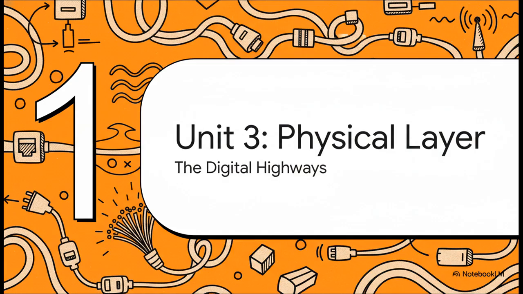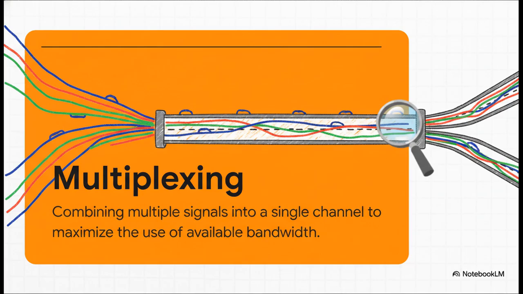I want you to think of this as the actual physical infrastructure of the internet. It's the wires, the signals, it's the digital highways that all our data has to travel on. First concept, multiplexing. Now, imagine if every single car needed its own private road to get to work. It would be an absolute nightmare and super wasteful, right? Of course. So instead, we build one giant highway and let everyone share it. That's all multiplexing is. It's just combining a bunch of different signals onto one shared channel. Why? To save money and be efficient.